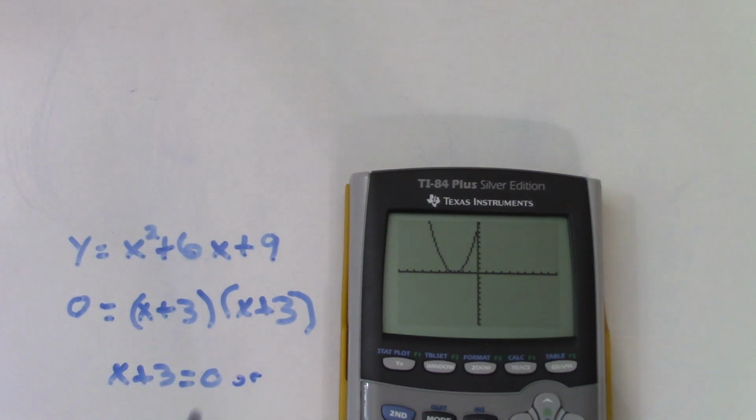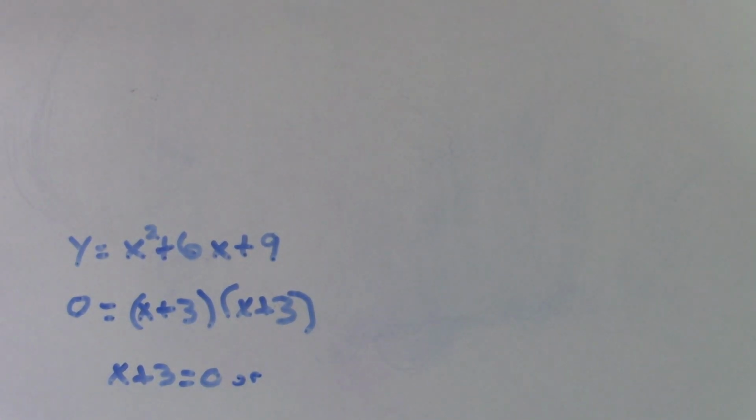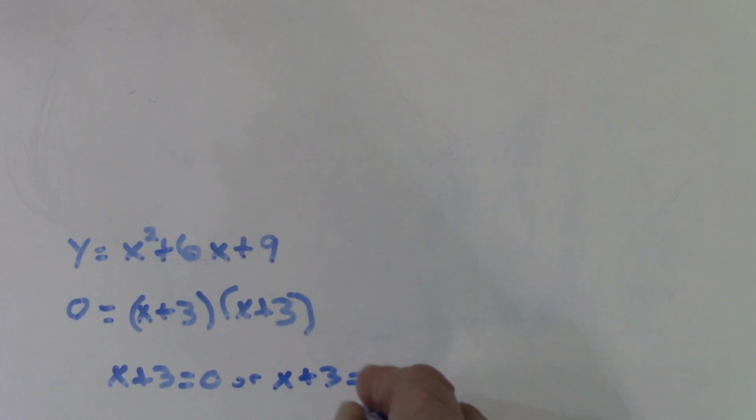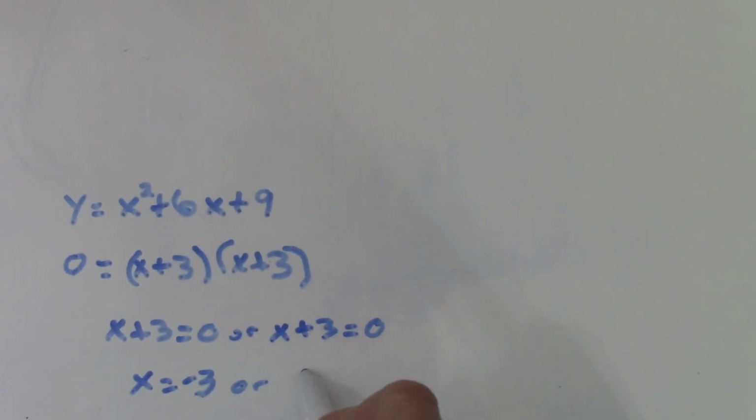So then x plus 3 equals 0, or x plus 3 equals 0. So then we have x equals negative 3, or x equals negative 3. So we get the same answer twice. I set it equal to 0, that's why we call it the zeros of the function.